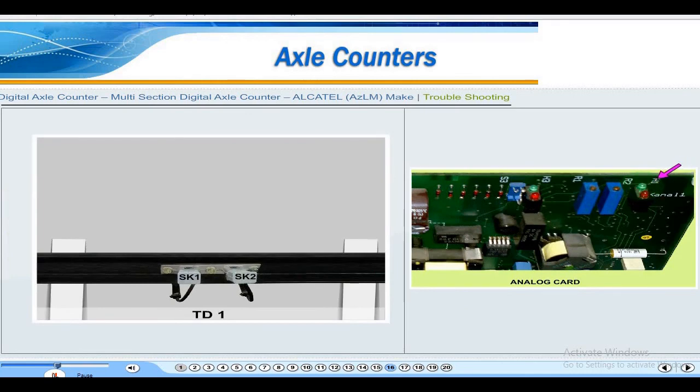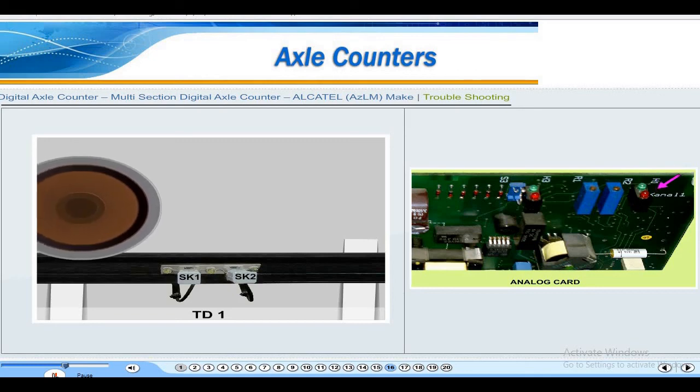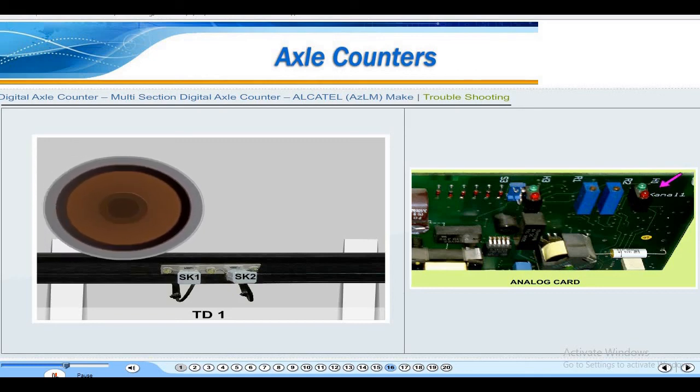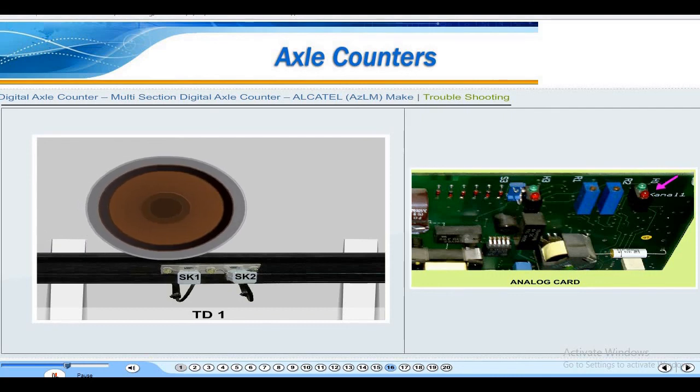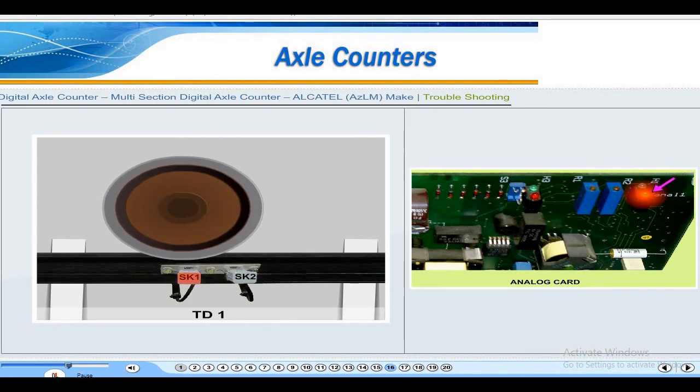H1 2 green LED normally keeps flashing, indicating that no wheel is approaching SK1. That is, mess up 1 is within tolerance limit. It goes off when a wheel approaches SK1. H1 1 red LED normally remains off when there is no wheel on SK1. When there is a wheel on SK1, this LED lights.